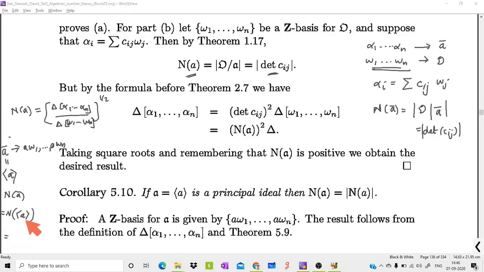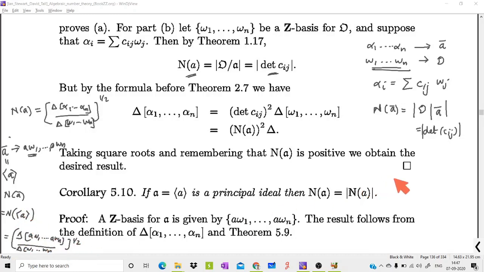By definition, this is delta of alpha 1, alpha 2, ..., alpha n, where alpha 1, alpha 2, ... are the Z-basis for the ideal A. Here, instead of alpha 1 we have a omega 1, ..., a omega n. So this will be the discriminant of aW1, ..., aWn divided by the discriminant of W1, ..., Wn, whole raised to 1 by 2. So this is the norm of this ideal.